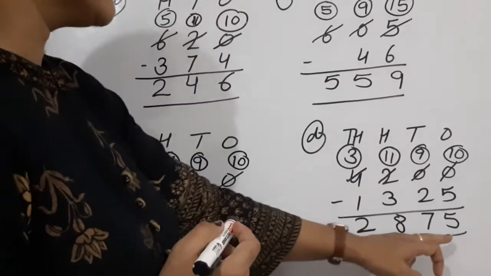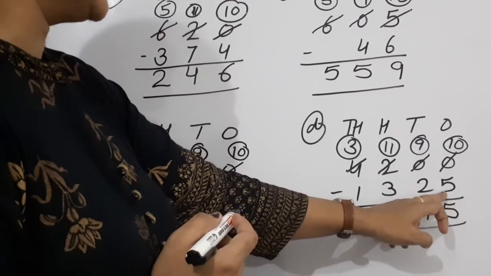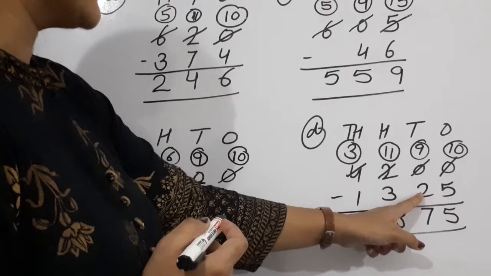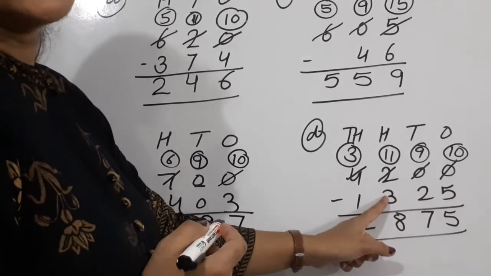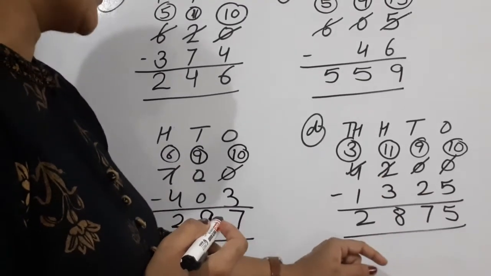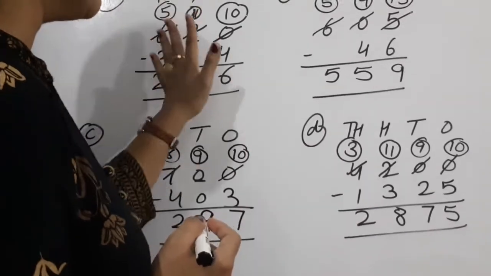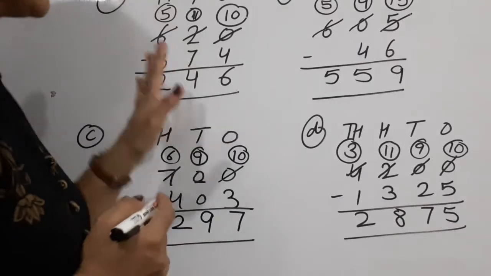You can check your answer also. 5 plus 5 equals 10, 1 carry. 7 plus 2 equals 9, 1 of carry, it's 10. 8 plus 3 equals 11, 1 of carry, it's 12. And 2 plus 2 and 1 of carry, it's 4. It means all the solution is correct.